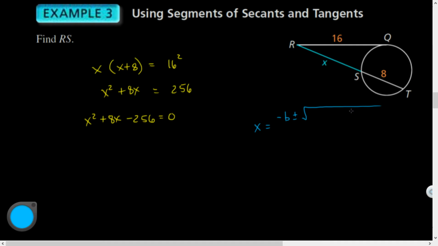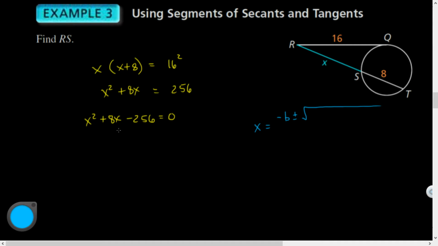You would factor it, set both factors equal to 0, and then solve. All right, so the answer is not the factors. The answer is what the value of the variable is that makes those factors equal to 0. But in this case, the book is recommending using the quadratic formula.